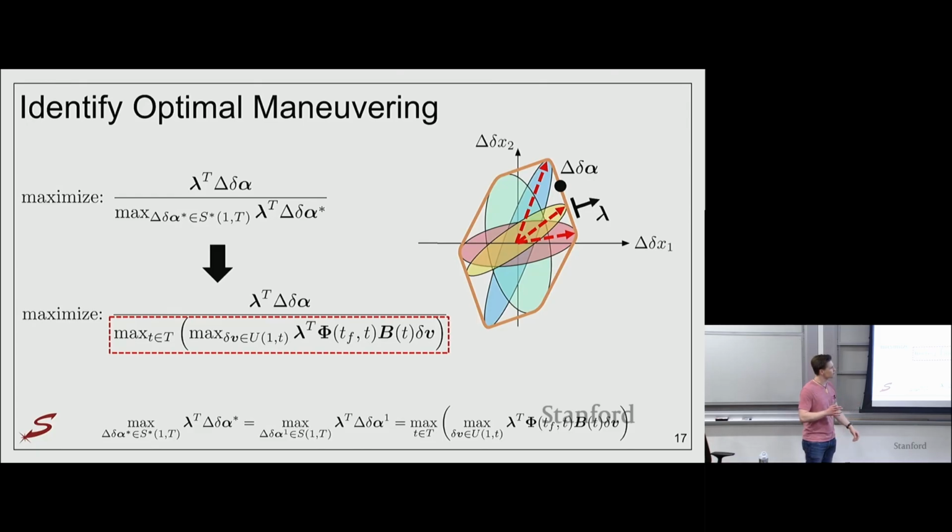Okay, so this is kind of the end of the reachable set theory section. Does anyone have any questions? Because if there's confusion here, the rest of it is going to be difficult.